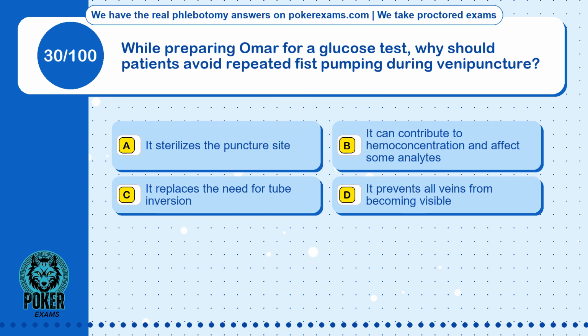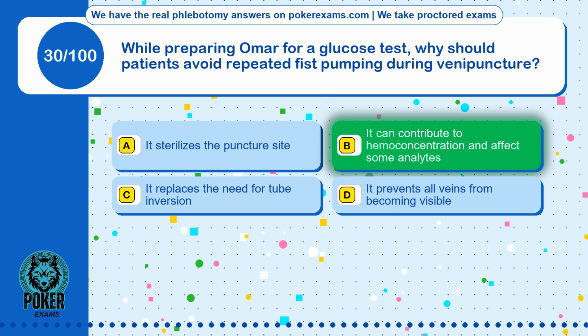Question 30. While preparing Omar for a glucose test, why should patients avoid repeated fist pumping during venipuncture? Option A. It sterilizes the puncture site. Option B. It can contribute to hemoconcentration and affect some analytes. Option C. It replaces the need for tube inversion. Option D. It prevents all veins from becoming visible.